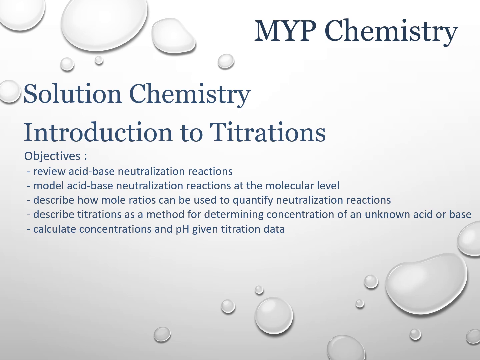Our objectives today: we're going to review acid-base neutralization reactions. We're going to look at those reactions at the molecular level. We're going to describe how we can use mole ratios to quantify neutralization reactions. We're also going to describe how we can use titrations to determine concentrations of unknown acids or bases. And then we're going to wrap up with a calculation of concentrations and pHs given data from titrations.